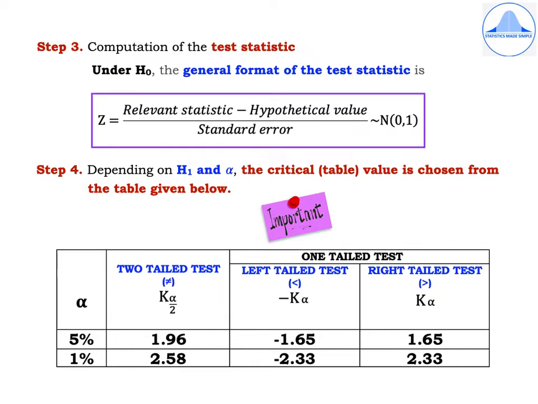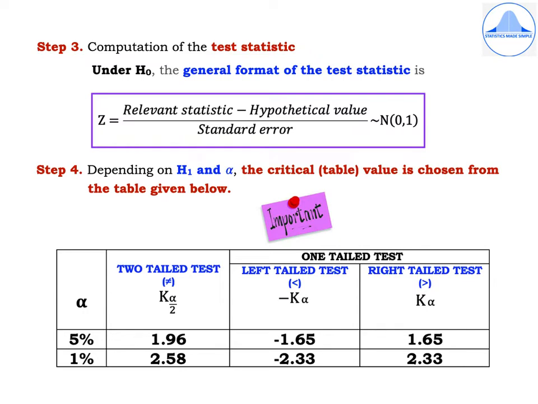In the first column, I have alpha, which is 5%, and then I also have alpha as 1%. Then I have the two-tailed test. Two-tailed test means the alternative will be of the form not equal to. And the critical value, which I have explained earlier, is denoted by K alpha by 2.